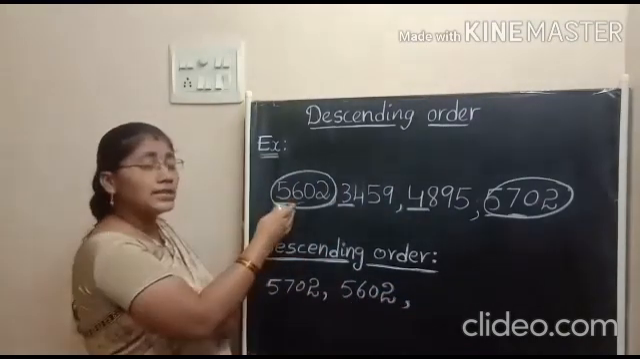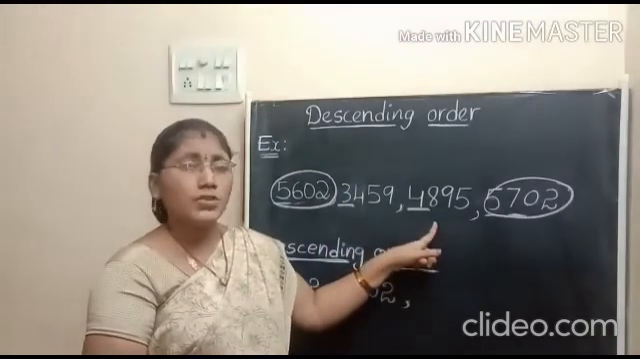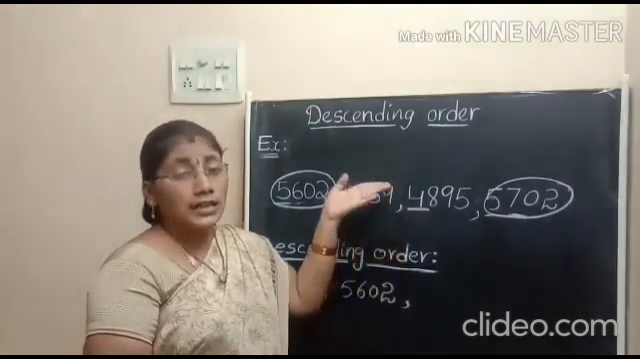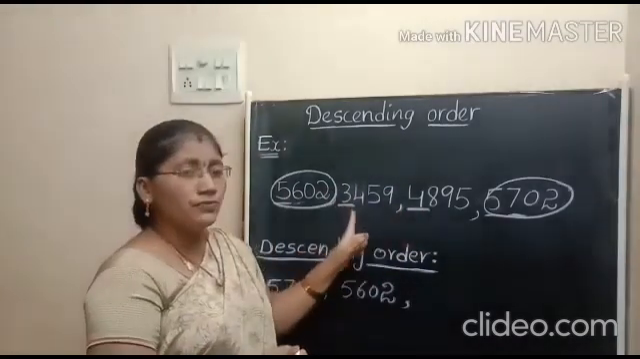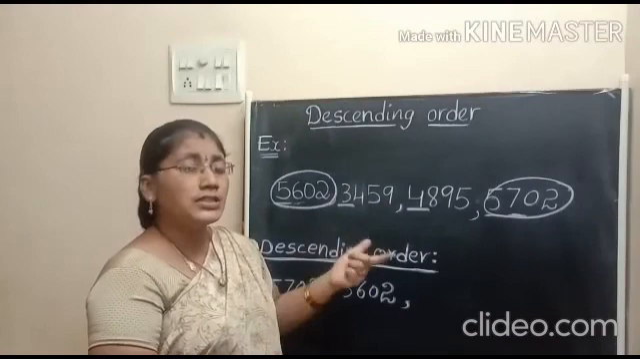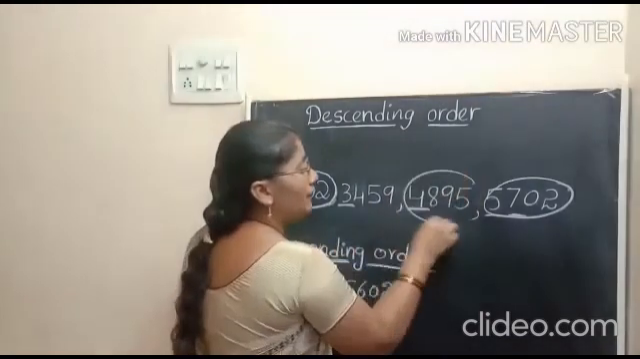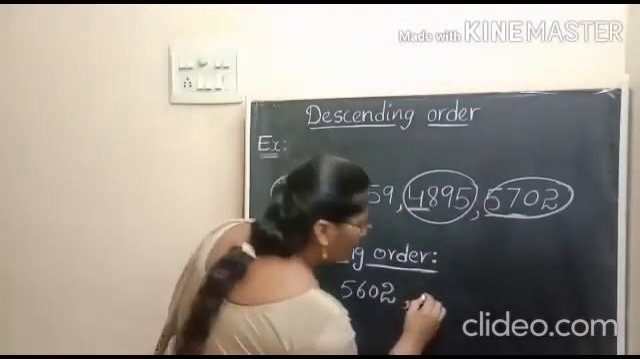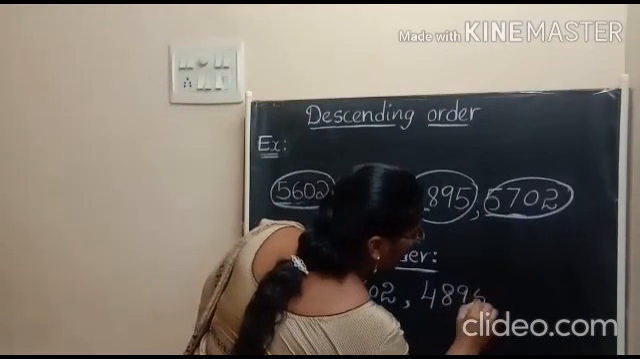After writing this number in descending order, we have only 2 numbers to compare. Now, we have to decide which is the greater one. So, by comparing the first digit from these numbers, which is the greater number? 4895 is the greater one. So, we should write that in the third position of descending order.